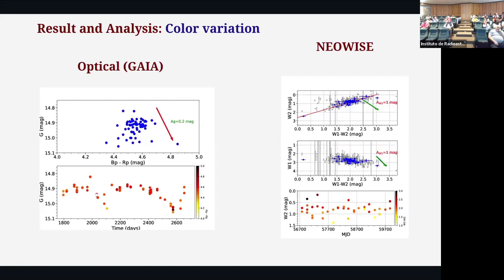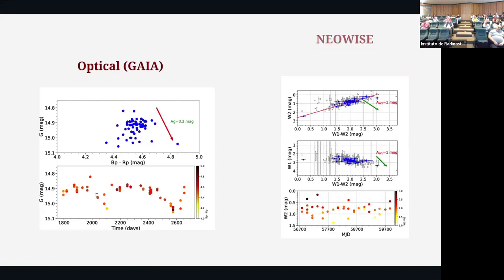And in this W1 band, it is almost similar. There is no trend in color variation. So we found that the source is getting fainter as it is getting bluer in the NEOWISE as well as in the optical data.